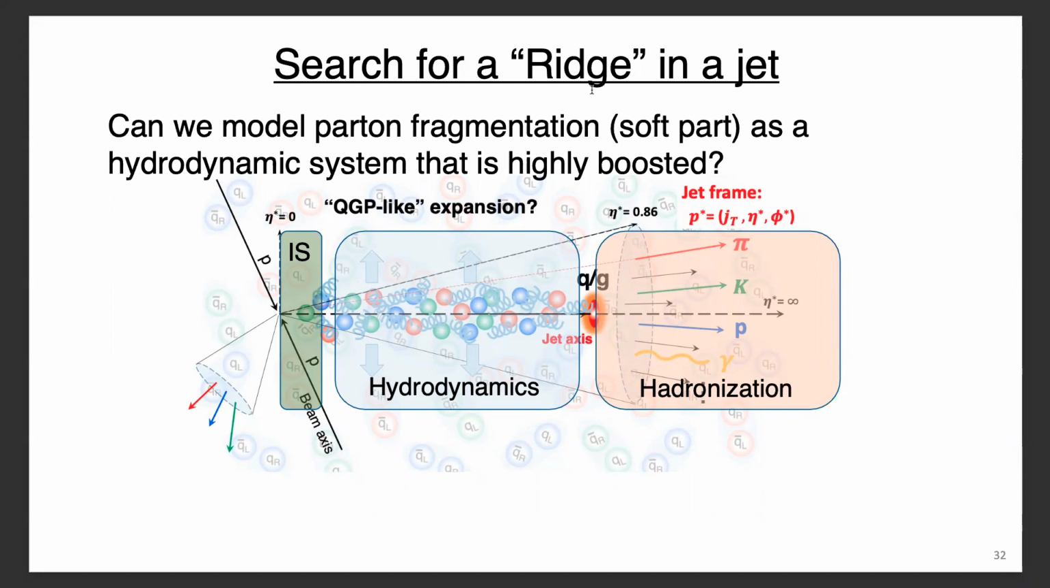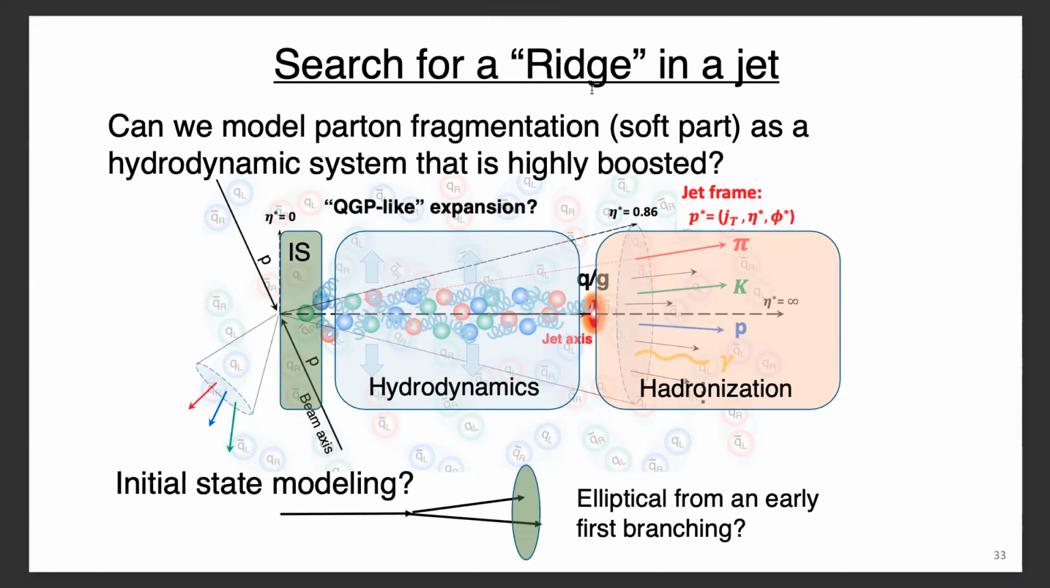It doesn't work unless you start with some initial condition. Of course, the question is how do we model that? One can imagine maybe some very early splitting into one branch, where if the multiple scattering starts from there, you can start with some elliptical shape. And this part uses hydrodynamics and then hadronization. Maybe this can already capture a lot of the properties of the parton fragmentation. Of course, we should try and see if it works.